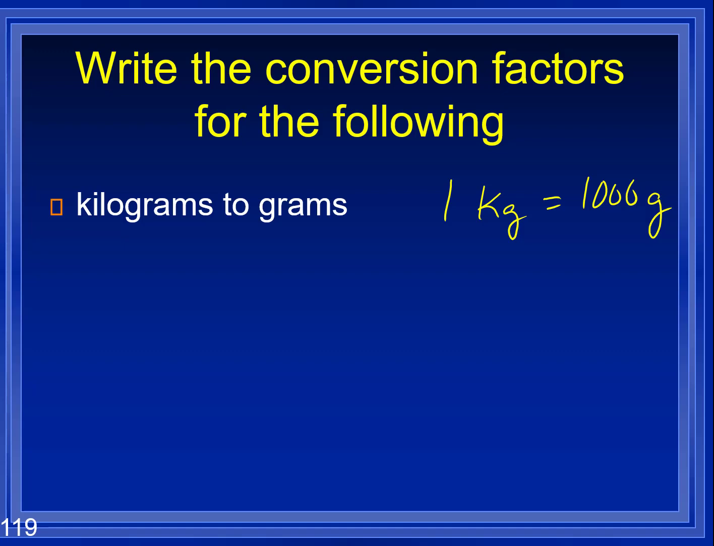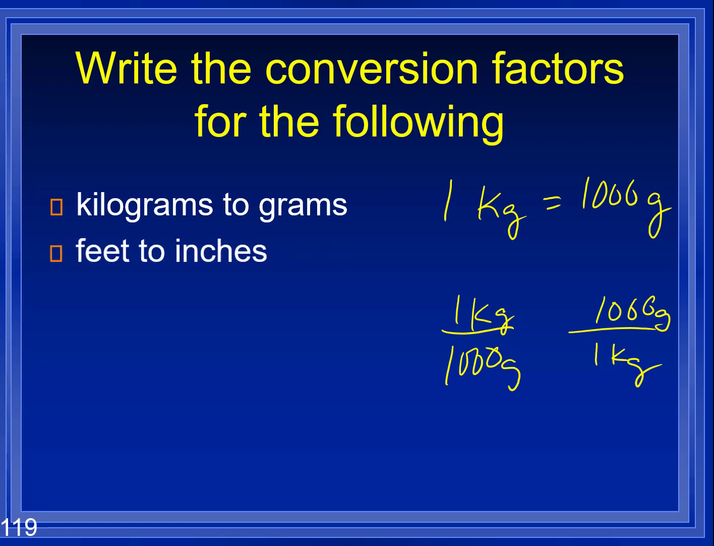So now I turn that into conversion factors. What conversion factors can I make? Well, that's 1 kilogram over 1,000 grams, or 1,000 grams over 1 kilogram. So I find two things that are equal, and put one on top of the other. Now, conversion factors, I've used metric examples, but it doesn't have to be metric. Any two things you can get equal to each other, you can write conversion factors. So write the conversion factors for feet and inches.